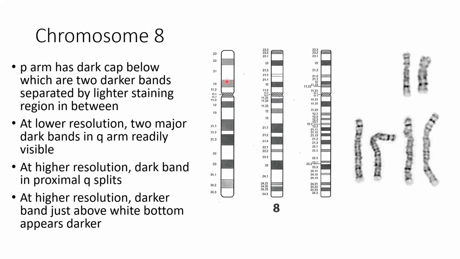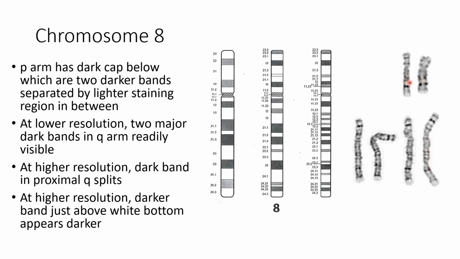Chromosome 8 also has a gap on the shorter ones, a white area in the P arm, and when we put them all together, I think you'll see how it's different. 8q, again, has a lot of bands here. And at the higher resolution, they're going to start splitting.